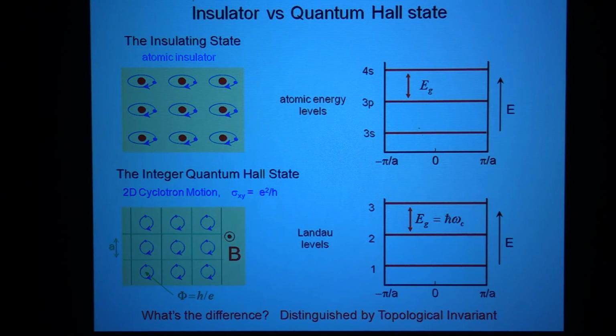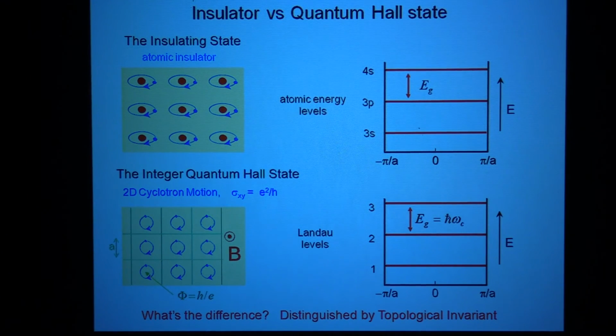That's just thinking classically in terms of the classical motion of electrons. If I apply an electric field this way, then the cyclotron orbits drift, and that gives rise to an electric current which flows perpendicular to the electric field. Whereas if you did that in the trivial insulator, you wouldn't get anything. So this gives rise to the Hall effect, and miraculously, if you measure this Hall current, it defines a Hall conductivity which is quantized in units of e squared over h.